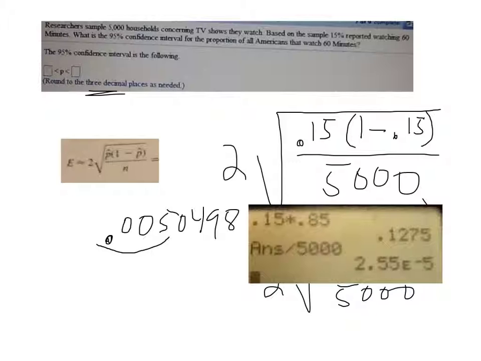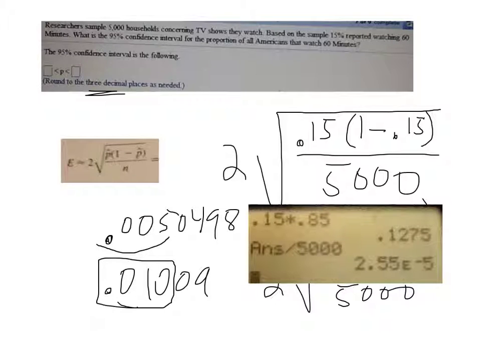And then what that's given me is 0.01, and then there's a 009. But again, we only have to go to 3 decimal places. So that's my margin of error.